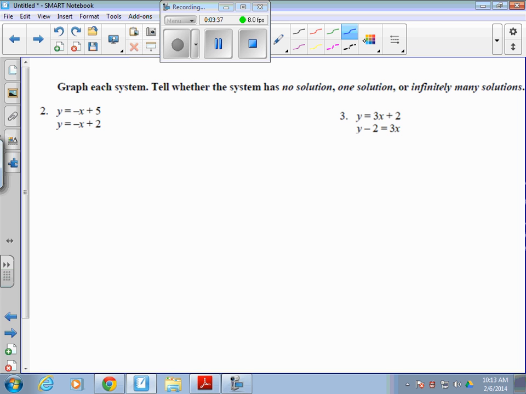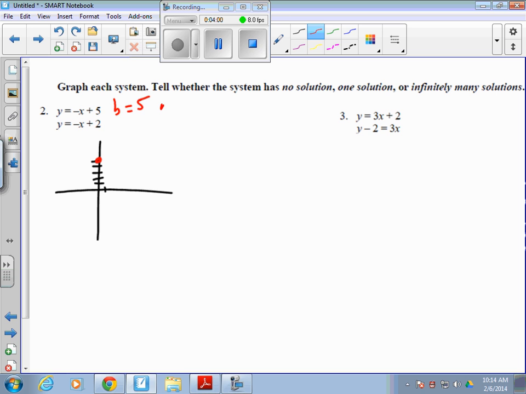It tells you to graph each system. Tell whether the system has no solution, one, or infinitely many solutions. We're going to just make sketches of these graphs. Y equals mx plus b, both of these. Your b value of your first one is 5. That means you begin at 1, 2, 3, 4, 5. So that's where your first point's going to be.